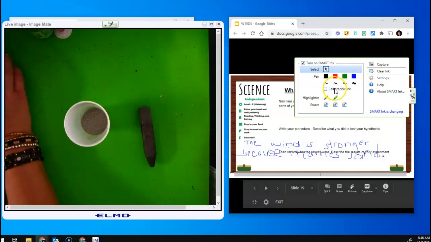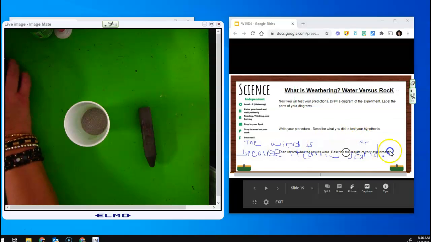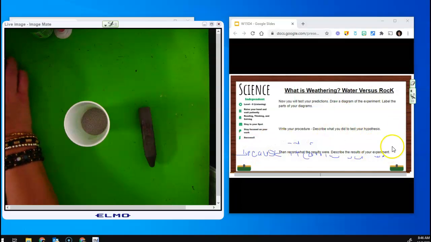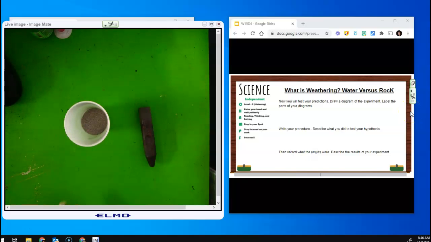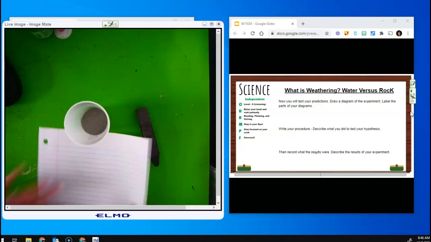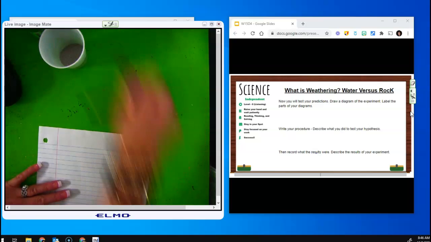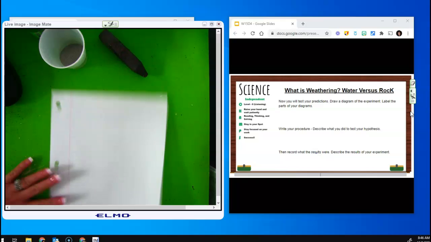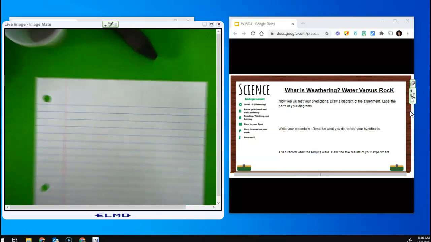Let's erase that. And now we need to draw a diagram. I'm actually going to draw it on another sheet of paper because it is really hard to write with my mouse. So let me grab a sheet of paper so I can draw what it looks like. Where it says, now you will test your predictions, draw a diagram of the experiment and label the parts of the diagram, okay? So I'm going to draw a diagram of my experiment.